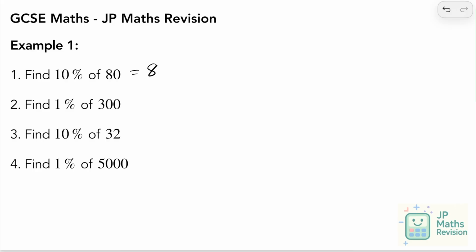To find 1% of 300, we just divide by 100. So 300 divided by 100, that's going to be 3. So 10% of 32, so we divide by 10 because it's 10%. So 32 divided by 10, that's going to be 3.2. So 10% of 32 is 3.2. And 1% of 5,000, so to find 1% we divide by 100, so 5,000 divided by 100, that's going to be 50.